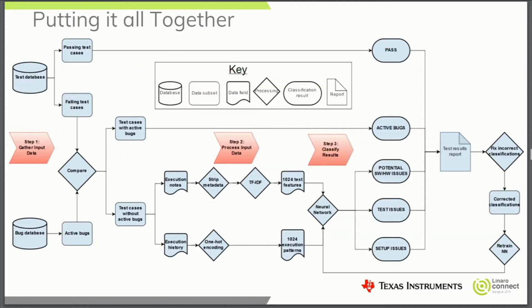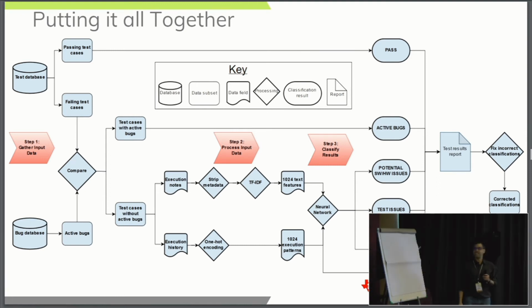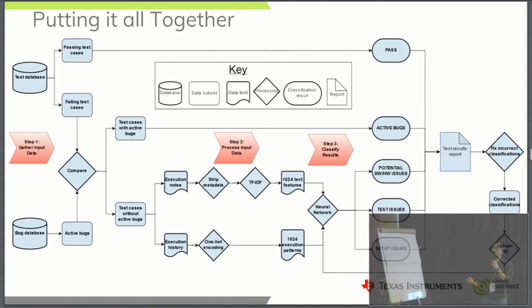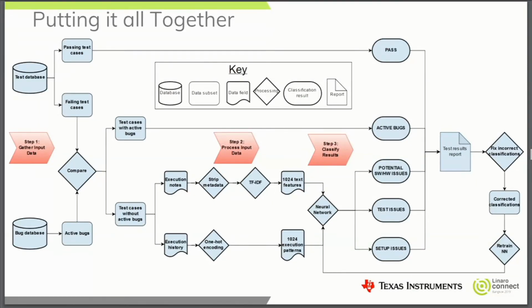So if I put all this in one complicated slide, you can see we run a test and we have the inputs. We have stuff coming from our test database. If a test passes, it goes directly into the pass bucket. If it fails, then it comes here. We also query our bug system. If there is a bug associated with this test case, it's also a simple case. It goes into the active bug bucket. If there is no bug associated with that failure, then it comes into the neural network model.